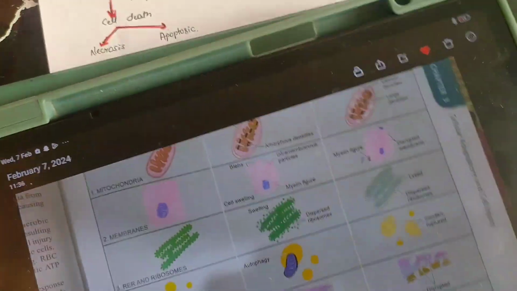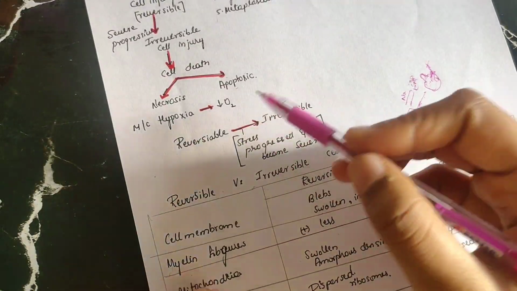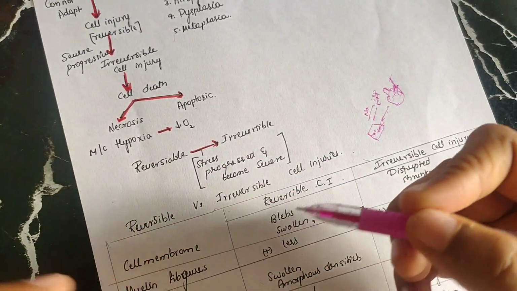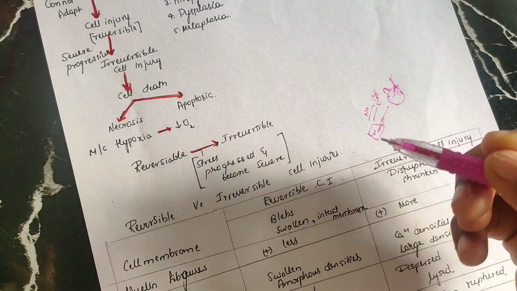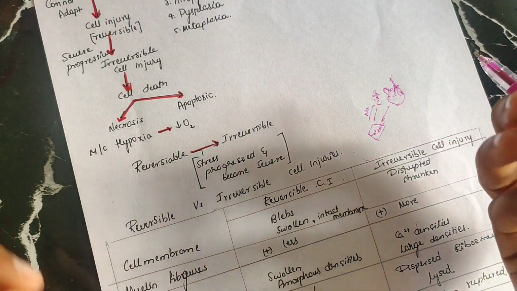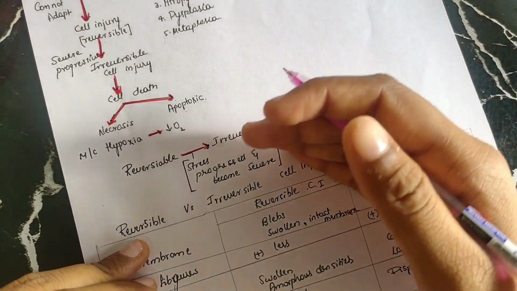We'll once again discuss the points. There are two types of cell injury, reversible and irreversible. Initially everything will be reversible cell injury. Consider a person drinking alcohol: in the initial stage it may lead to fatty liver. In the initial stage, the fatty liver may be reversed by asking him to stop consumption of alcohol.